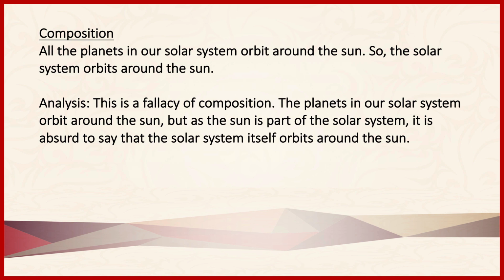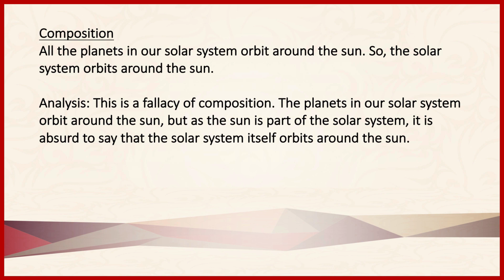Here's an example. All the planets in our solar system orbit around the sun, so the solar system orbits around the sun. In the analysis, we want to say how the property being attributed to the parts or members in the premises doesn't necessarily translate to the whole or group. Here we would say, this is a fallacy of composition. The planets in our solar system orbit around the sun, but as the sun is part of the solar system, it's absurd to say that the solar system itself orbits around the sun.